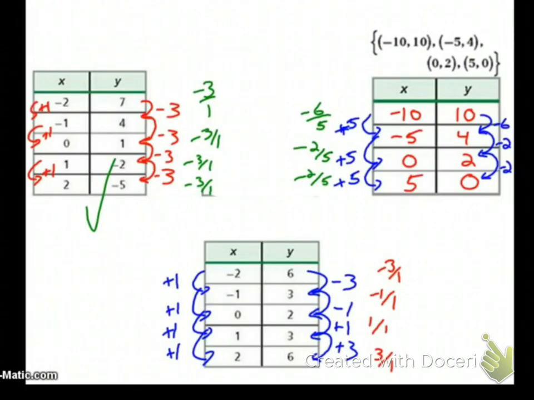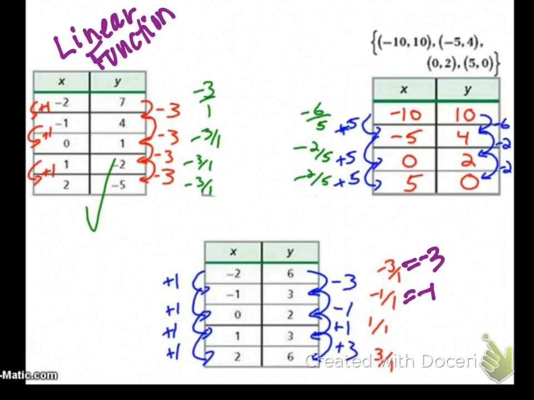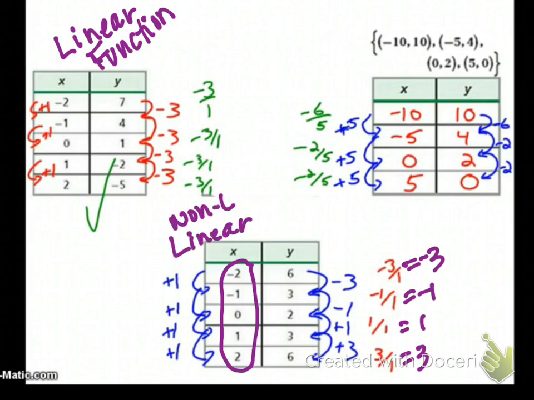Okay, we can see that the first table has a rate of change of negative 3 over 1 every time. So we know that this is going to be a linear function. You can see that each x has only one y, and there's a constant rate of change. That second column, we can see that the rate of change changes, right, from negative 3 to negative 1, to 1 to 3, which means we do not have a constant rate of change. So this will be non-linear, although it is a function, right, because each x value has only one y value. We know it's a function, but it is a non-linear function.